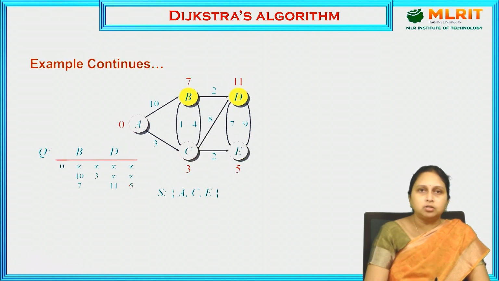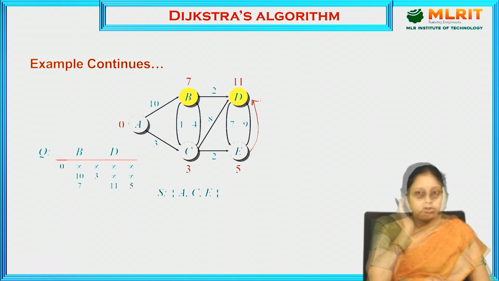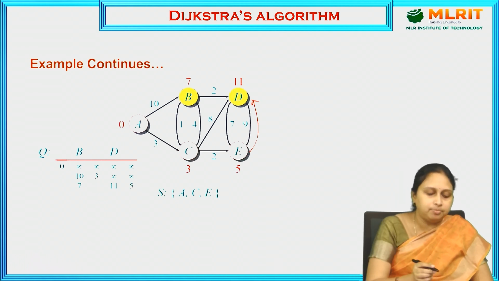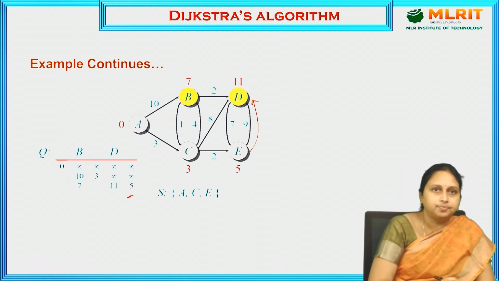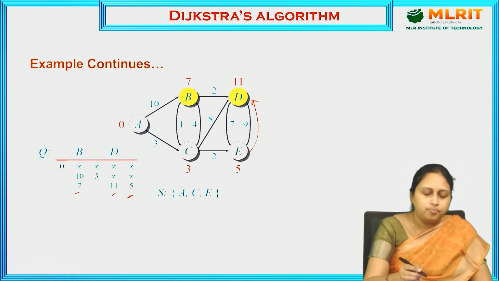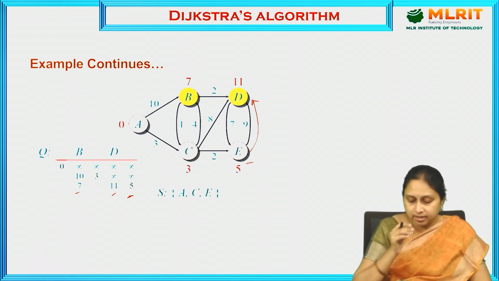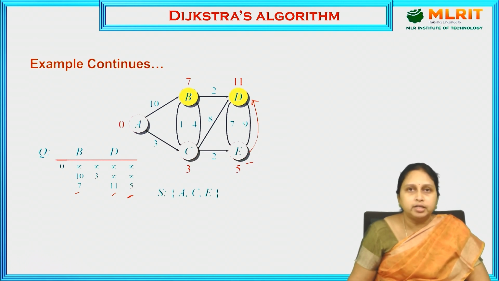From E, what are all the outgoing edges you have? From E, you have E to D, only one value is present. Here, we are going to select the minimum element, that is 5. 5 is the minimum value when compared with 7, 11 and 5. Based on that, we are going to select the vertex E. From E, we are going to check all the outgoing vertices or edges.